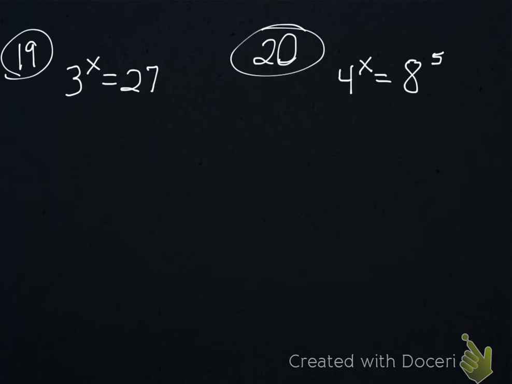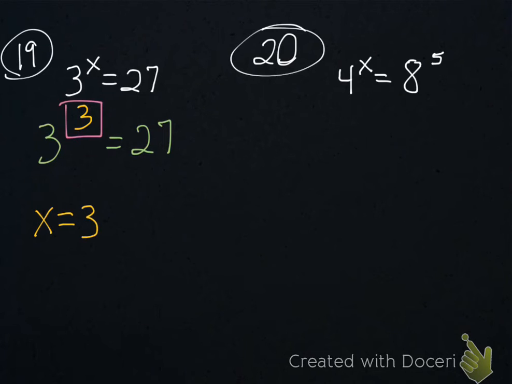Number 19. Okay, number 19 is just crazy easy, right? 3 to what power equals 27? Really? We did that problem. It's just a 3. So x equals 3. You didn't even have to turn it into a log. And if it's a whole number that you already know, you don't have to turn it into a log.